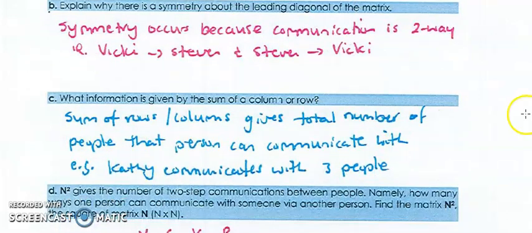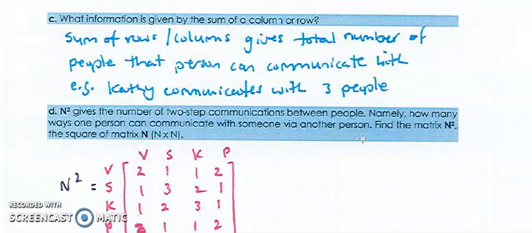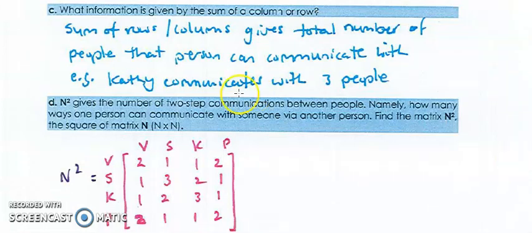C here and D. I'll scroll this down. Hopefully we have a little bit of room. Okay. So what information is given by the sum of a column or row? The sum of rows or columns just gives the total number of people that a person can communicate with.